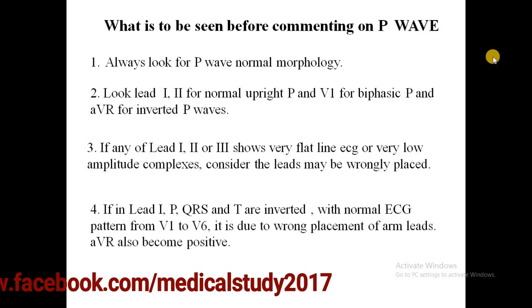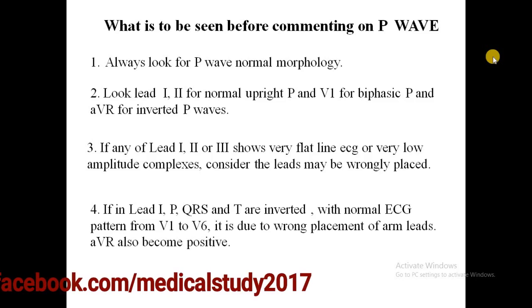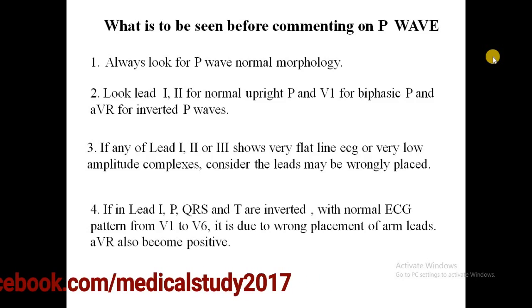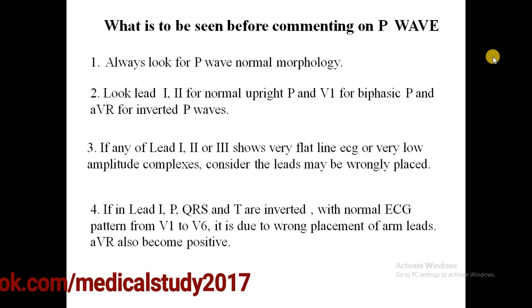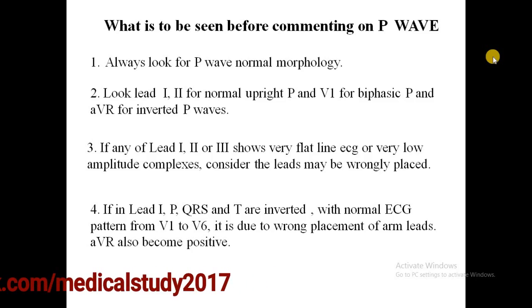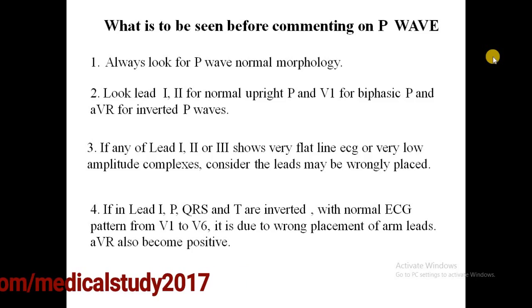Number 2, if in lead 1 P, Q, R, S, T are inverted, because in lead 1 P, Q, R, S, T are always positive, but if in lead 1 they are inverted, and from V1 to V6 we see the normal ECG pattern, that is normal R wave progression from V1 to V6, then it is also because of the wrong placement of mainly the arm leads, and here AVR also becomes positive. We will see how you will be able to understand this.